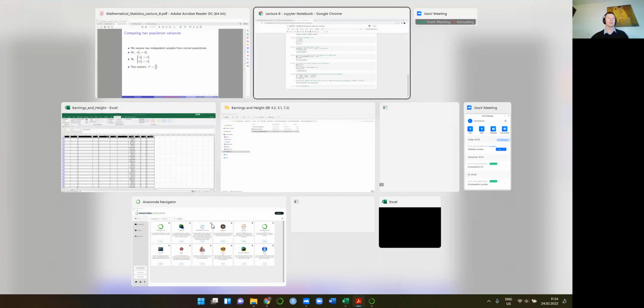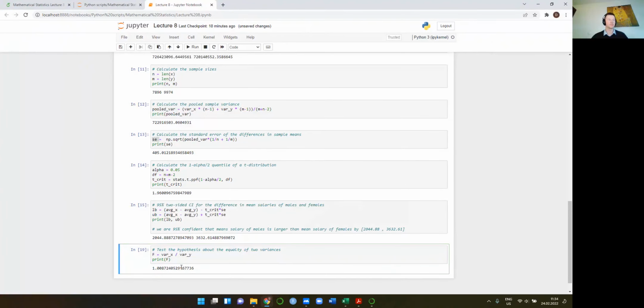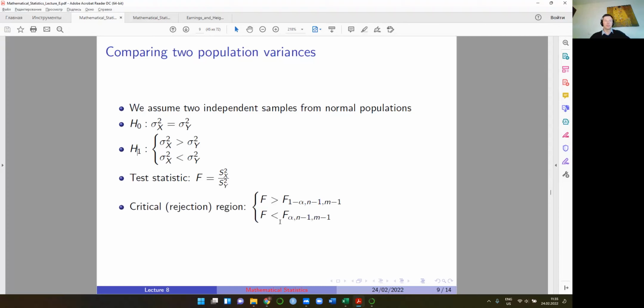So let's do this straightforwardly in this example, while you still remember this. Test the hypothesis about the equality of two variances. So we need to calculate this F, which is the variance of X divided by the variance of Y. Print F. Okay, so we have this number, almost 1. Now, we need to understand what the critical region is for this test. And for this test, we are taking the critical value of the F distribution.